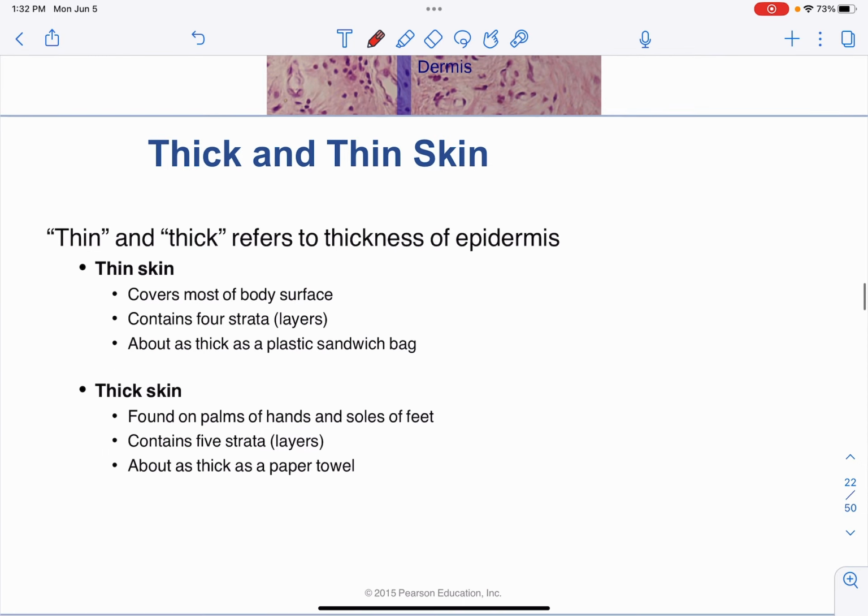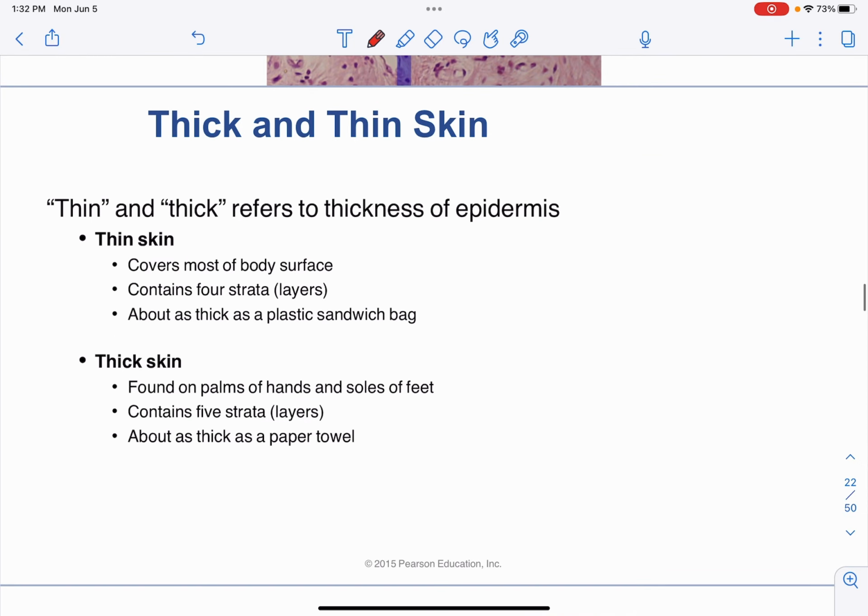All right, let's talk about, since I've been alluding to this for what seems like a while now, what is the difference between thick and thin skin? So I think I'll go over thick and thin skin, and then I will make a second video that goes over sweat glands and hair follicles. So let's wrap this up by talking about thick and thin skin.